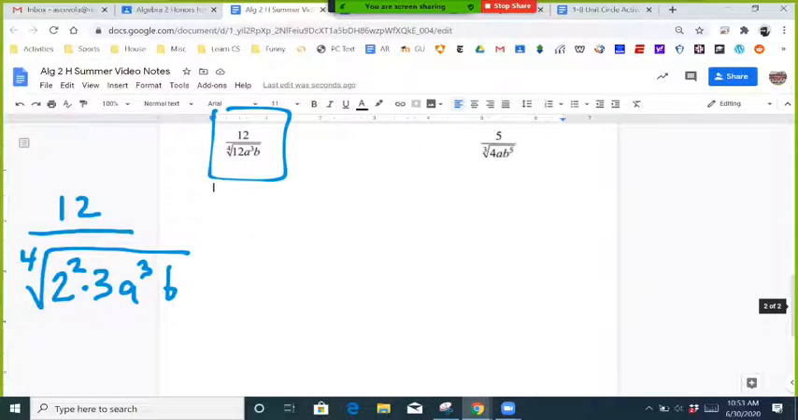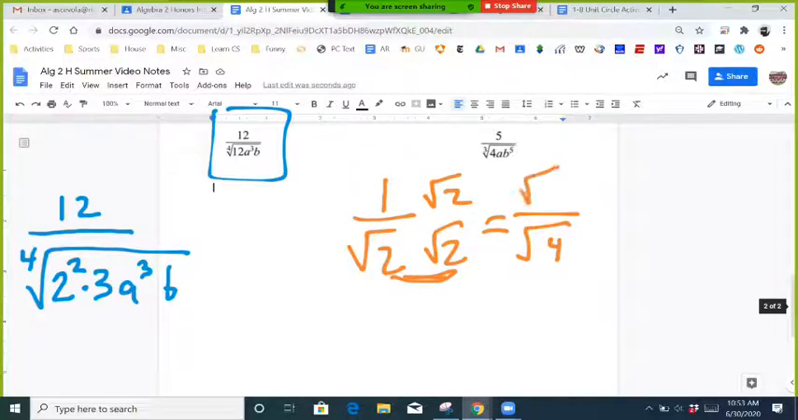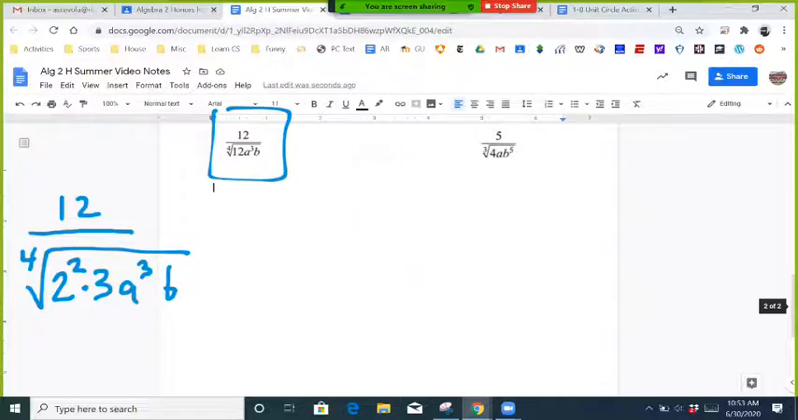Alright, now if we look at a simpler example, like 1 over root 2. If I was going to rationalize that, I could just multiply by root 2 over root 2, because I know that 2 times 2 gives me 4, and that's a perfect square. So the square root of 4 is 2, and bang, we got rid of the radical in the denominator. Now this is a little different because it's a fourth root, so we have to get a perfect fourth.